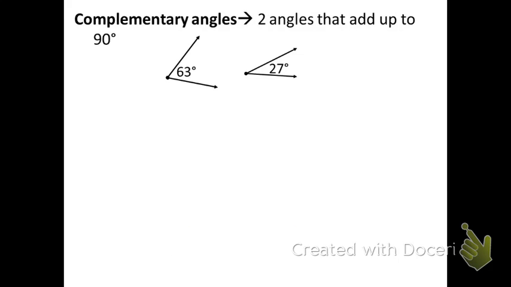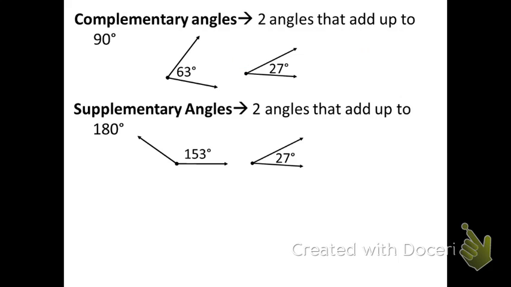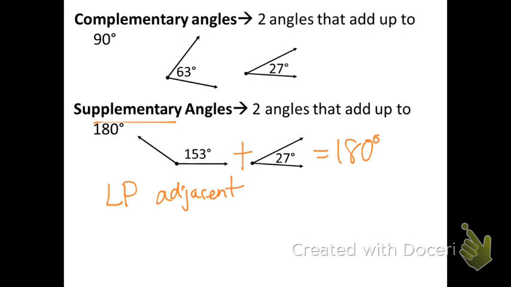Complementary angles are two angles that add to be 90. So if we took that 63 plus the 27, this equals 90. These two angles do not have to be adjacent. Supplementary angles are two angles that add to be 180, so that 153 plus the 27 will give us 180 degrees. And again, these do not have to be adjacent, but a linear pair does have to be adjacent. So that's what makes supplementary angles and linear pairs different.